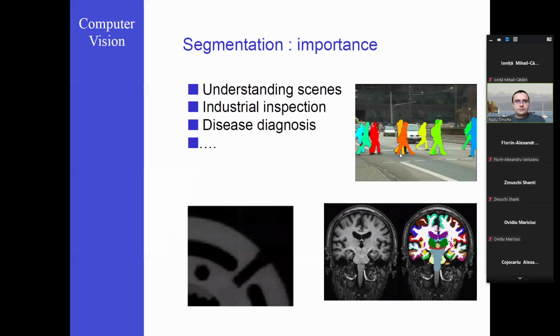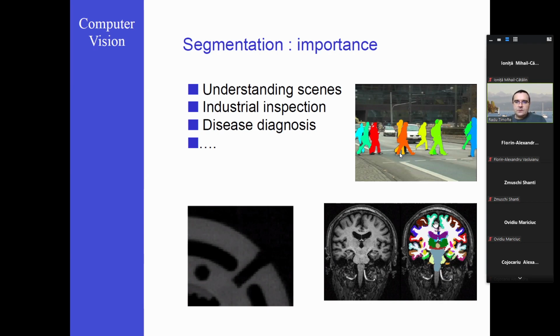Okay, so why is segmentation important? Well, it is a basic operation that allows understanding of scenes. If we are able to segment the people, we know the extent of each individual. We also know a bit more about the interaction between those individuals, and we can also have a better understanding of the background and what happens in that scene.